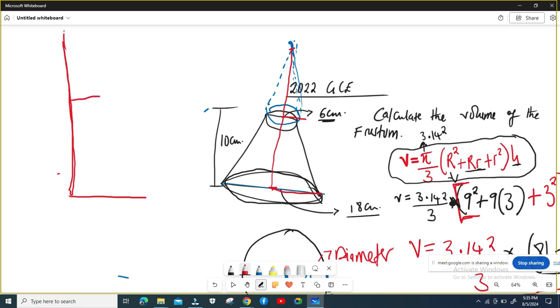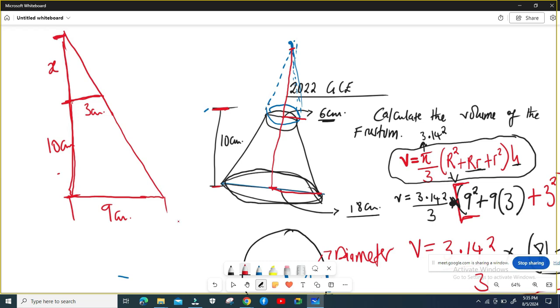Okay, I'll do that. As you can see, from here up to here, this is the height of the frustum, which is 10 centimeters. From here up to here, this is the radius of the big circle, which is 9 centimeters. From here up to here, this is the radius of the small circle, which is 3 centimeters. And what you are looking for is x, which is the height of the cone that was removed.